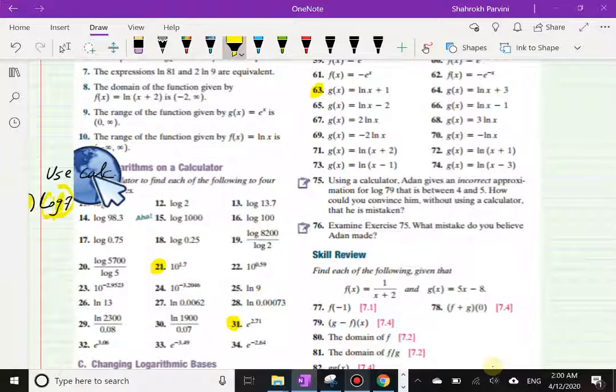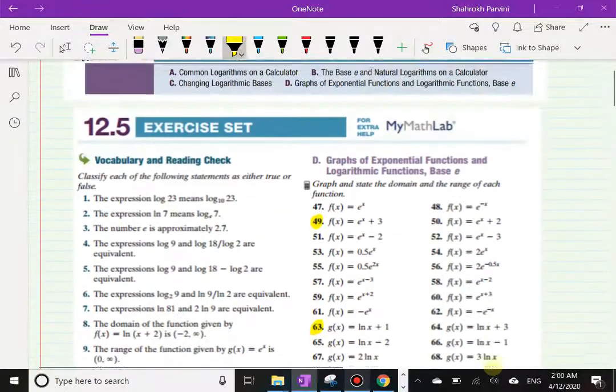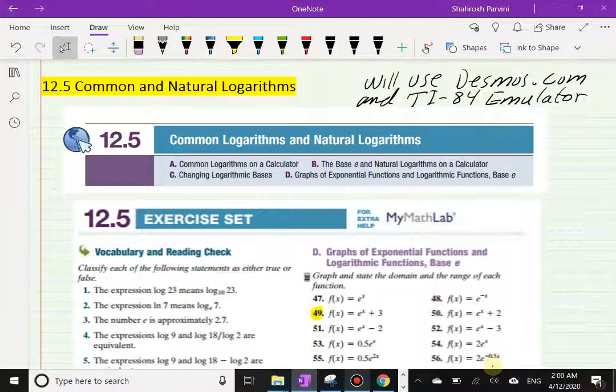In this section we're going to use calculators heavily. We're going to rely a lot on calculators to help us do our computations. We're not going to do anything by hand, so we definitely need a calculator. For my graphs, I'm going to be doing some of them by hand, and then we go to Desmos and take a look at better graphs in Desmos. Also, for calculator input or entries, I'm going to use a TI-84 emulator.